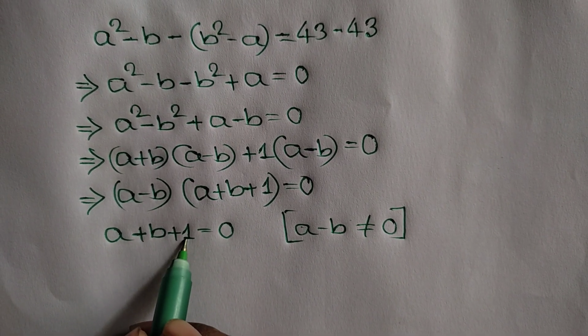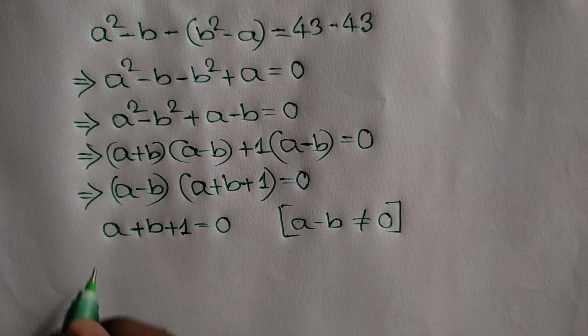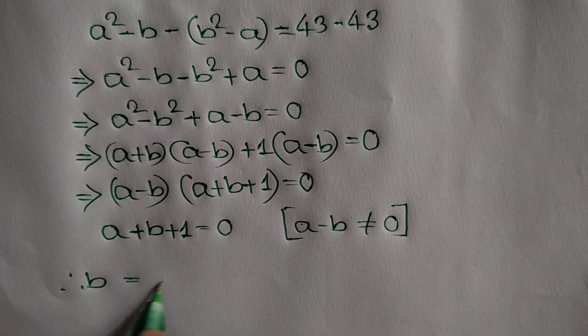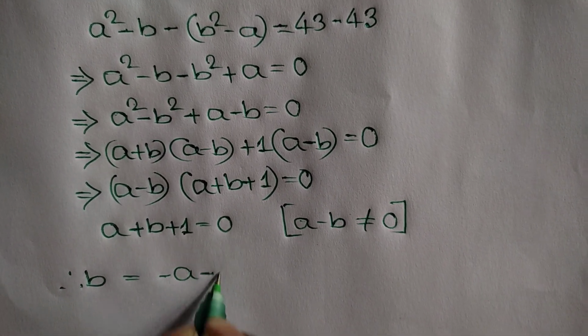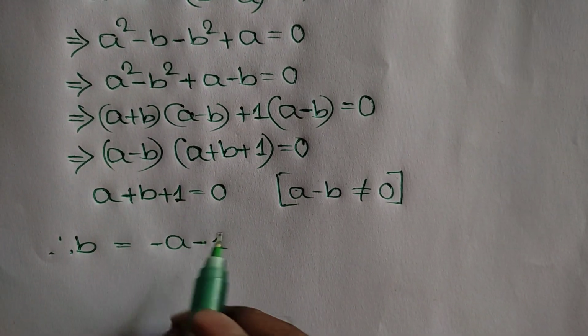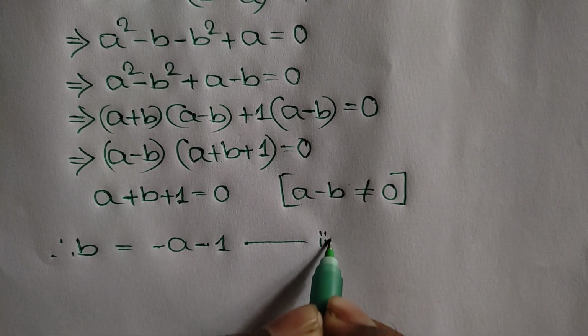Now taking this 1 and a to the right side, we will have b is equal to negative a minus 1. Call this equation number 3.